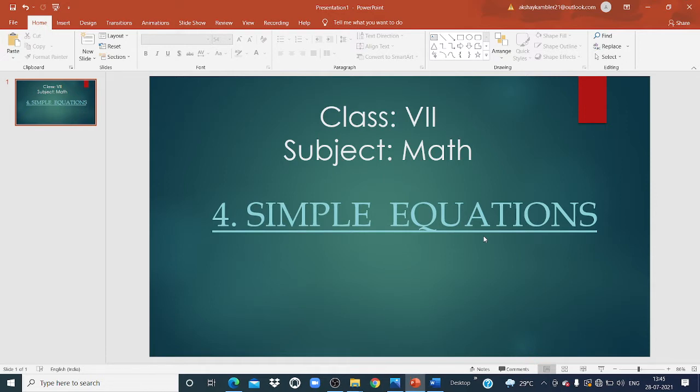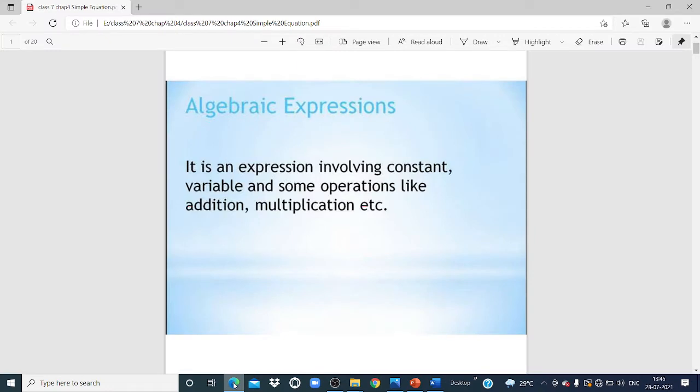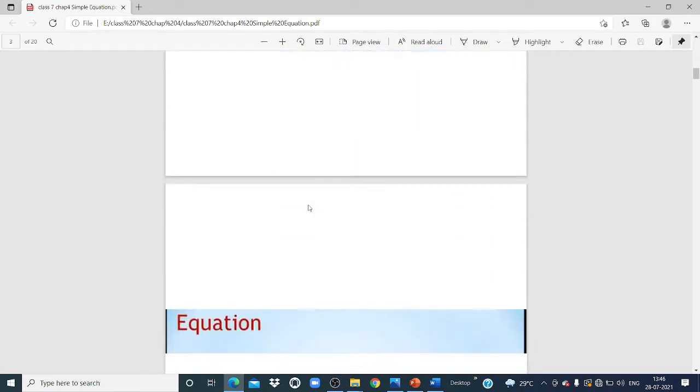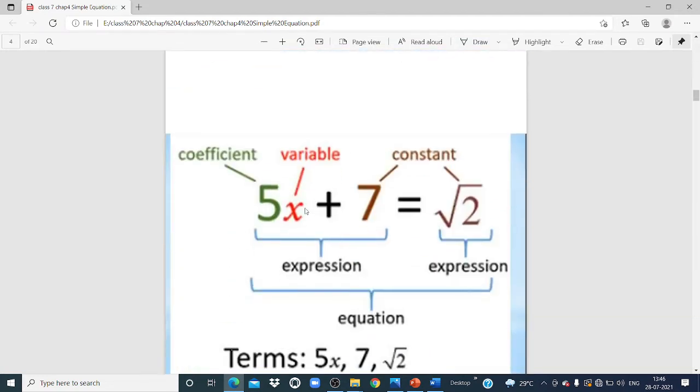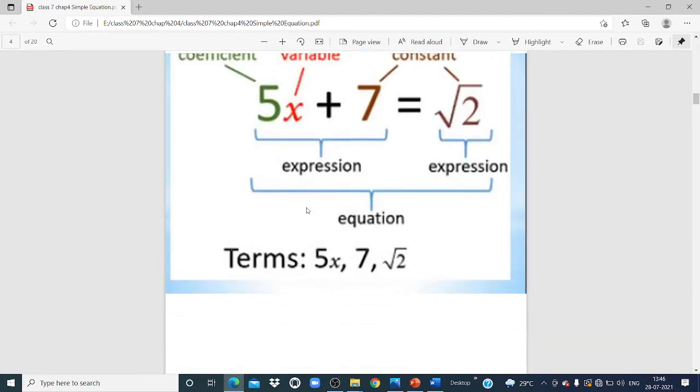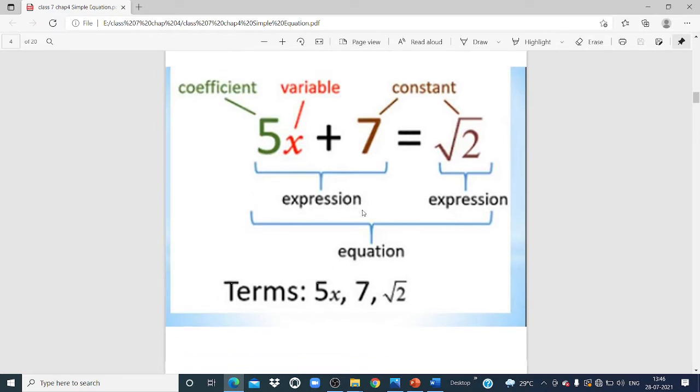My dear students, we have started chapter number 4, that is simple equations. Right? So, have you watched the session number 1? Understood? Yes, in session number 1, we covered some basic points and also recalled the things that we already learned in class 5th and 6th. So what did we discuss? Algebraic expression, variable, equations, and after that also the constant and coefficient, right?